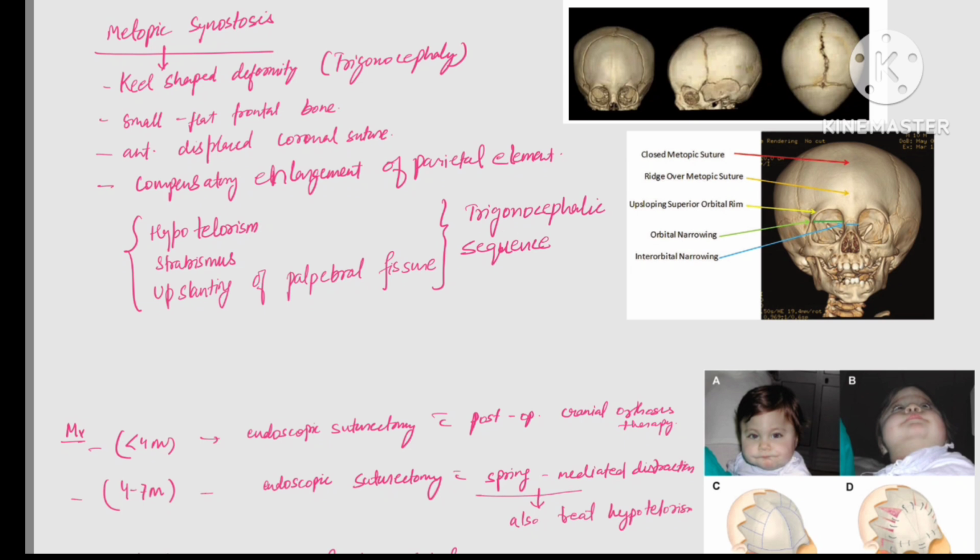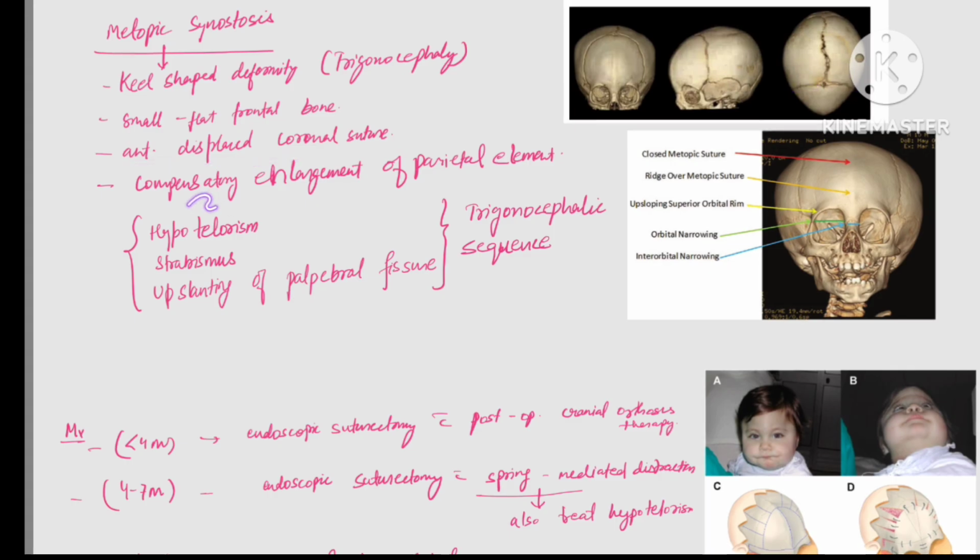After that, the second topic is metopic synostosis. Metopic synostosis leads to keel-shaped deformity, also known as trigonocephaly. Here, there is a small and flat frontal bone and an anteriorly displaced coronal sulcus.